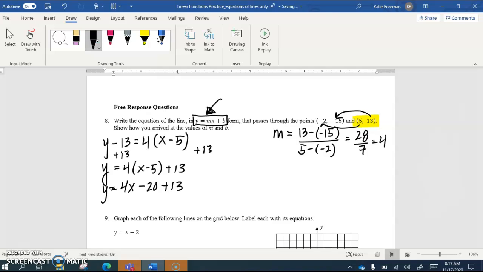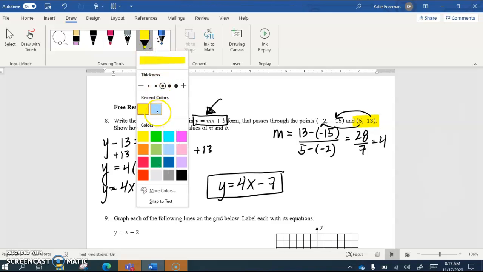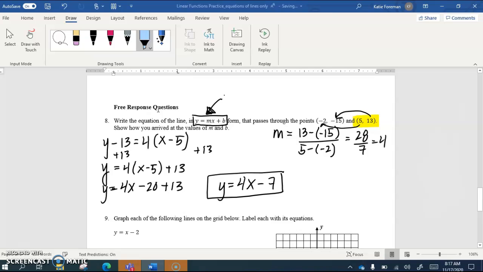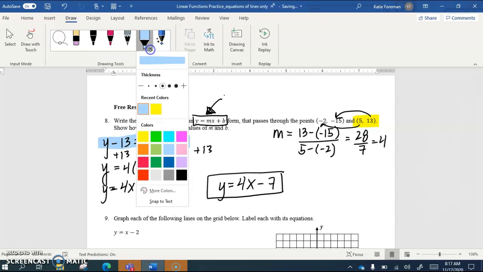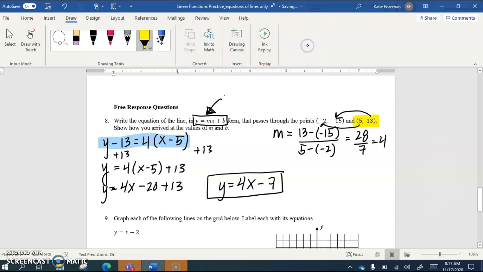And then lastly, I have to combine my like terms. So 4x, negative 20 plus 13 is equal to negative 7. So there's the equation of my line in the appropriate form. If that piece of information was missing and it just said write the equation of a line, this would be totally acceptable. Point slope form is one of the forms we use. So if it didn't give you a specific direction, that's totally fine.